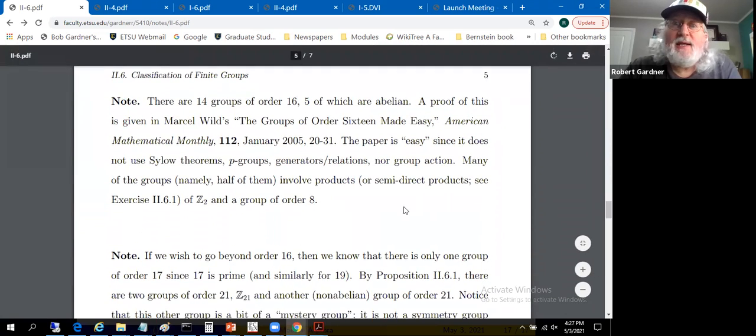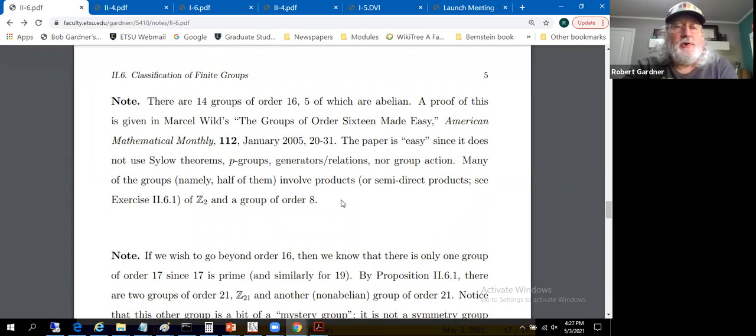What if we looked at 16? I only mention it because there's a little AMS paper out there that addresses this. There's 14 groups of order 16. 5 of them are abelian. Well, those 5 are easy to find. Z16, direct sum of Z2 and Z8 and so forth. So it's easy to deal with the abelian ones. Showing there's only 9 non-abelian groups. I'm not sure how they deal with this in this paper.